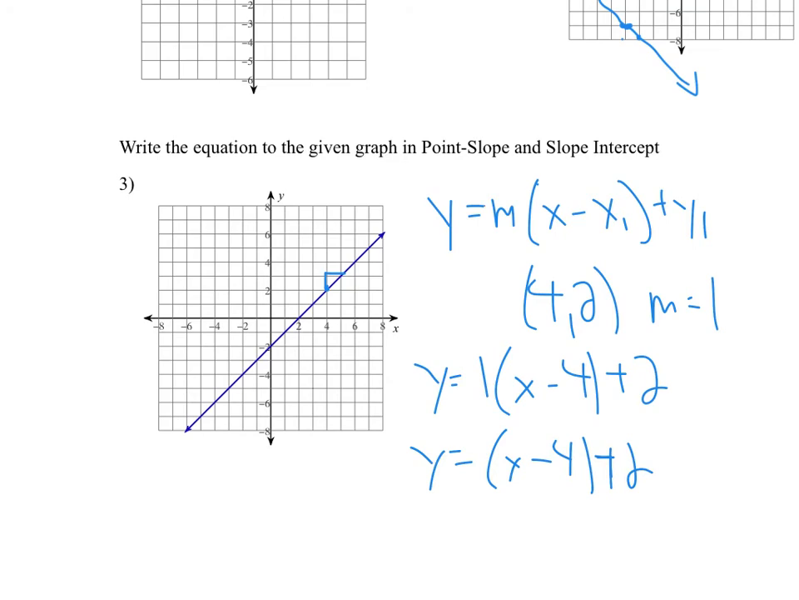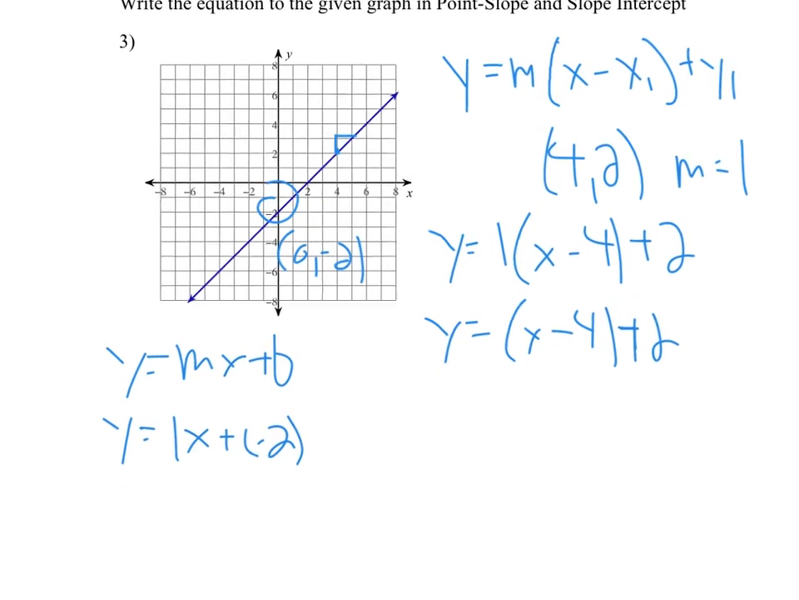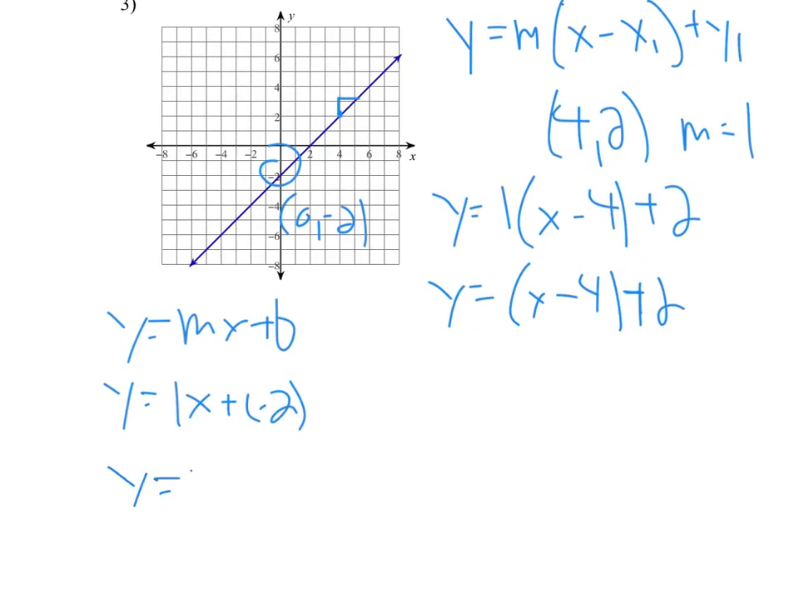Now, our slope-intercept, so our intercept's right there at (0, -2). And we already know our slope is 1, so y equals our mx plus b. So y equals 1x minus, or plus, that -2. Which turns out to be y equals x minus 2. And if we look over here, and I go to simplify this, that becomes y equals x minus 4 plus 2, which becomes y equals x minus 2. So both of those are the same.